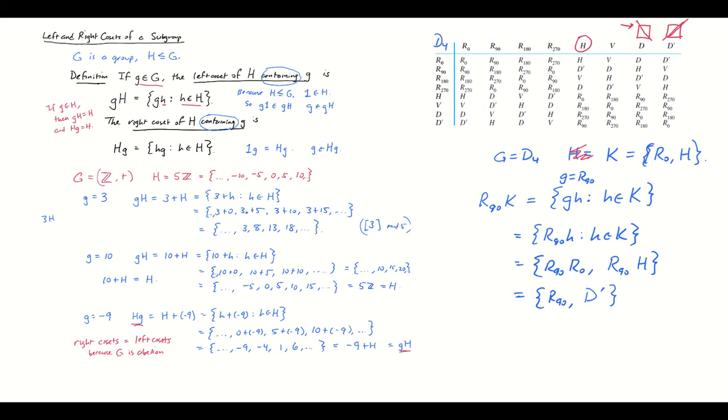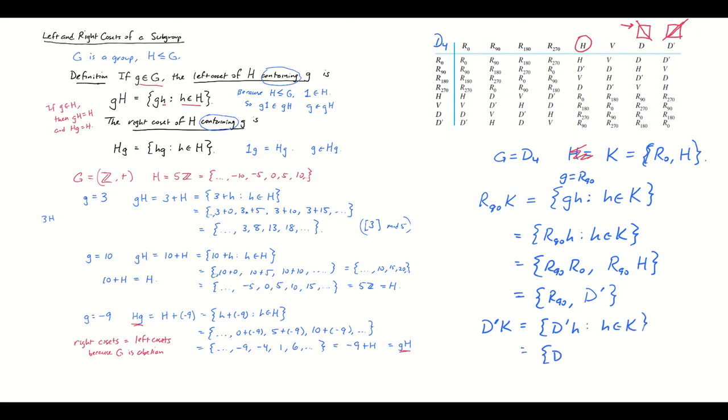And then let's do another one just for the heck of it. Let's do the coset D prime K. Okay, so again, I have group element here and subgroup here, so that makes this a left coset. So this is the set of all D prime H, where H belongs to K.